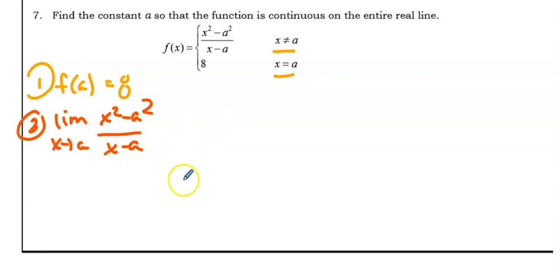So this goes back to what we talked about in lesson number 3, that I can simplify this a little bit more because we have 0 over 0, which is an indeterminate form. So the limit as x approaches a, well, I'm going to factor the top.